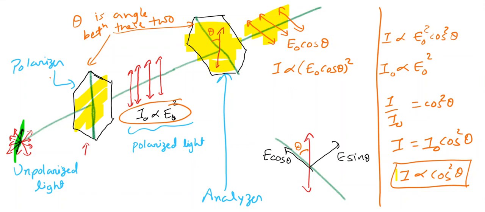So that is all about Malus's law. It gives us the intensity of transmitted light from the analyzer.